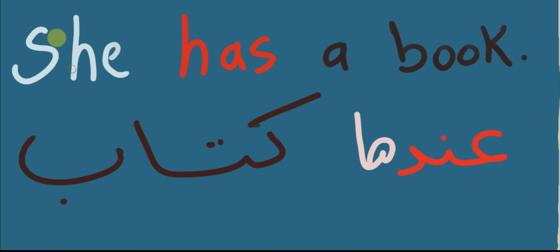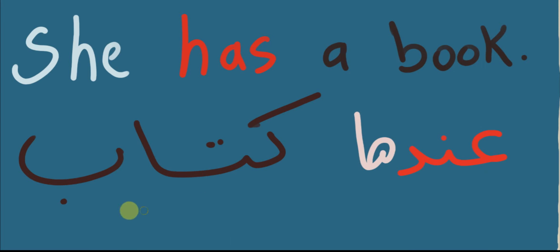فالشي هنا هي الضمير الغائب المفرد المؤنث، وهنا الها في ضمير الغائب المؤنث، فوضعتها بنفس اللون. وكذلك الفعل has استعملت هنا نفس اللون مع العند، فحاول استعمل نفس الألوان. قد يساعدك هذا في سرعة الانتباه إلى كل كلمة ما هي. she has a book. عندها كتاب.